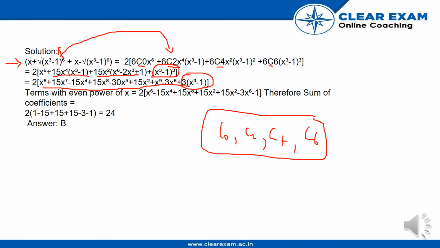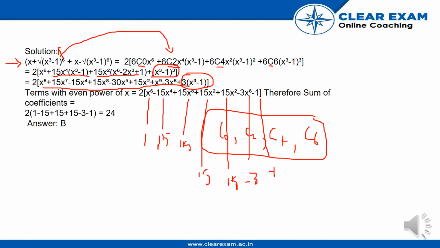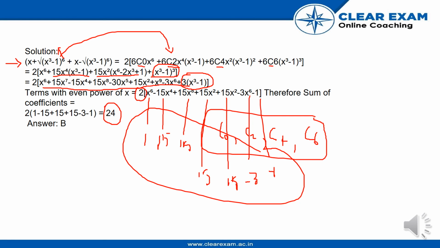Then we are taking the terms of even powers, so let's look for the even powers here. We are left with the coefficients: for this we have constant 1, for this we have 15, this 15, then again 15, 15, 3 and minus 1. We add these and multiply with this 2, which is also a constant, and we will get a solution of 24. That is, from this equation we are getting the sum of the constant terms.